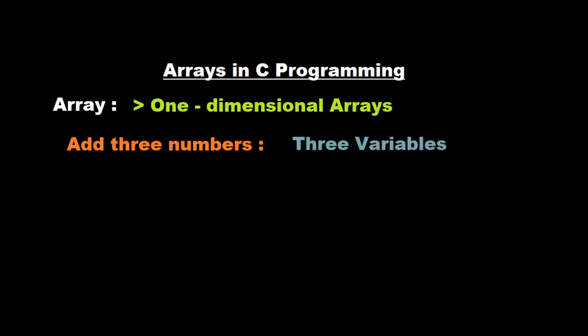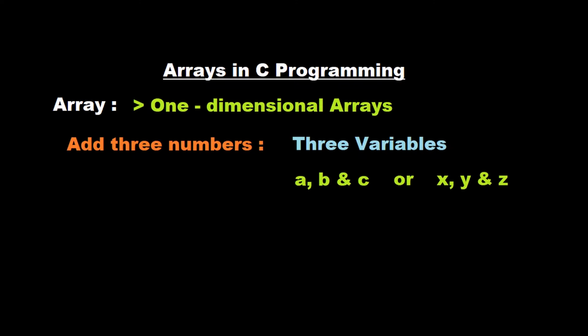Okay, let me give you an example. Suppose I want to add three numbers. Let me think about three variables. In my mind, I might be thinking of A, B, and C as the three variables. And what did you think about? You might also have thought about A, B, and C, right? Or else we can think about X, Y, and Z.